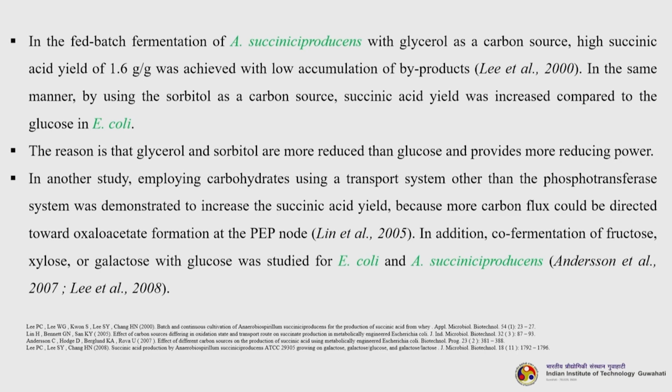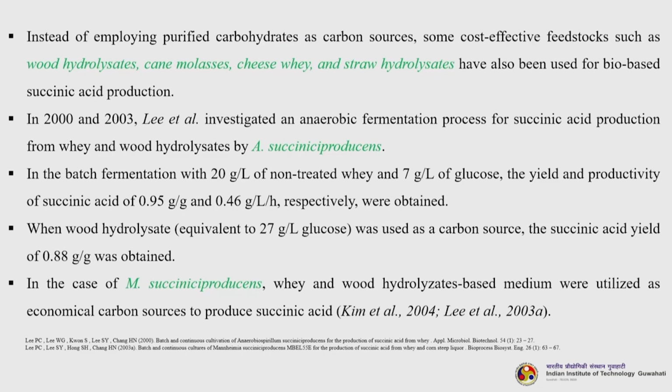Some of the references are given. If you are interested to learn more, please browse through these particular references. These are classical works. Instead of employing purified carbohydrates as carbon sources, some cost effective feedstocks such as wood hydrolysates, cane molasses, cheese whey and straw hydrolysates have been used for bio-based succinic acid production.